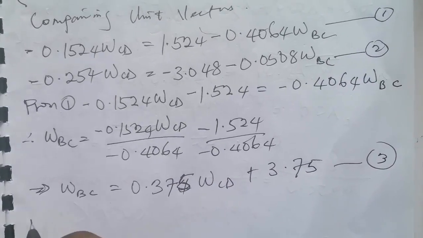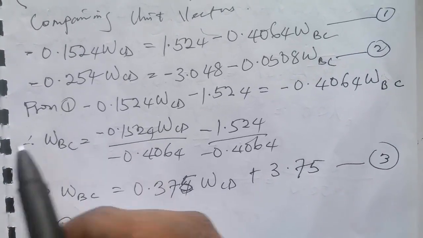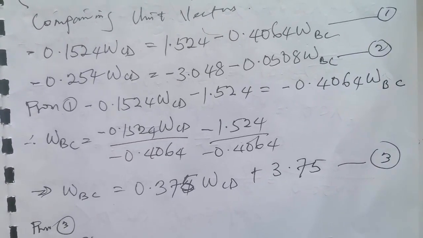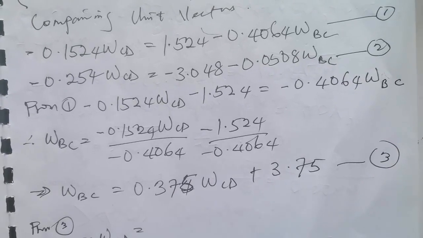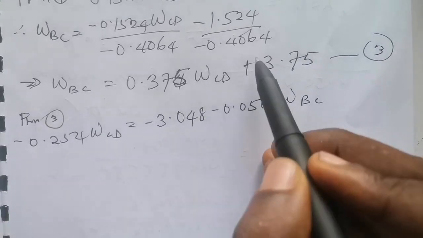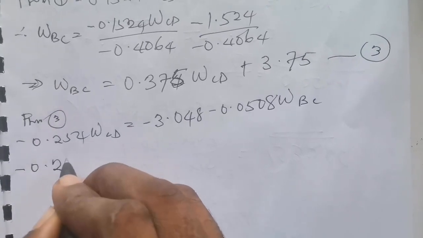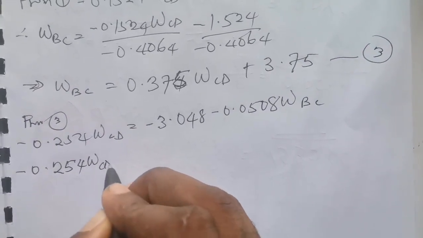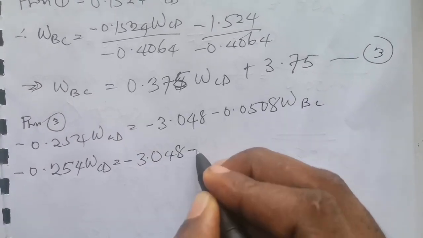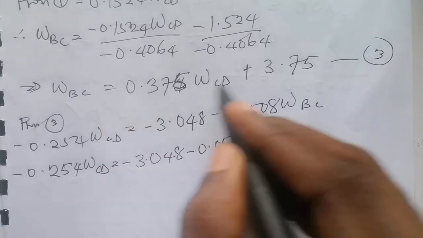So from 3, we have minus 0.254 omega CD to be equal to, so this is our equation 2. We simply plug this into this equation in place of omega BC. Therefore, we have minus 0.254 omega CD to be equal to minus 3.048 minus 0.0508 into, in place of omega BC, we'll put in these values.